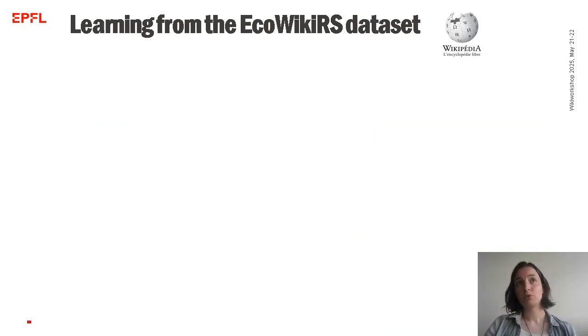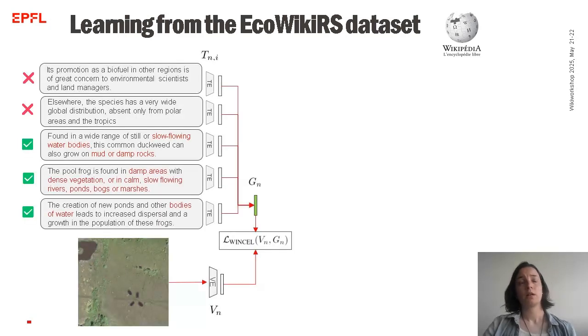So now we want to learn from this EcoWikiRS dataset. We want to learn, for each image, which sentence or which text is a good description of it. And how do we do that? We do that with an architecture with two encoders. First we transform each sentence into a vector with a text encoder, so a language model, and then we transform the image into a vector with a visual encoder. Then we developed a method to force a good text that is similar to the image to have a really similar vector representation.